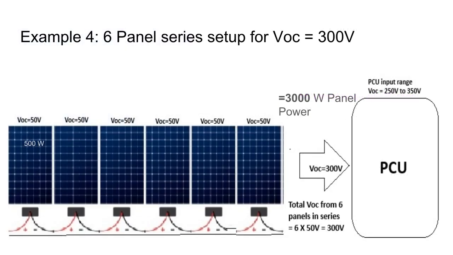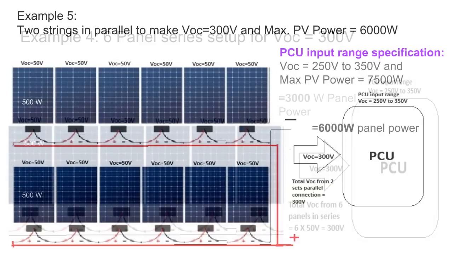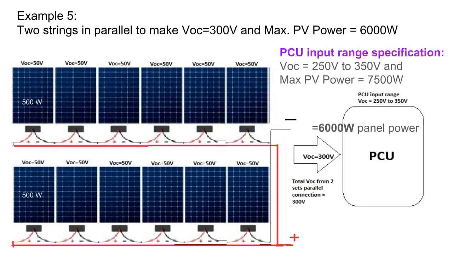In this example, we are trying to give input of VOC equal to 300 volts to the PCU, and this is within the specified range for the PCU. This will still work. However, this is not full capacity for the PCU input requirement. We can also make a parallel of 2 6-panel series and make up to 6 kilowatt input. Note that we are exploring different configurations that will work.